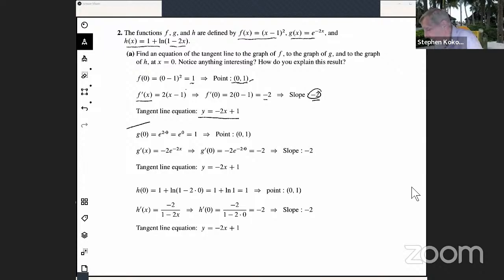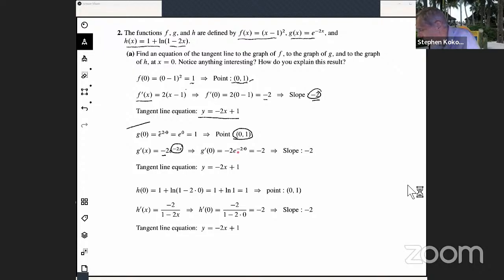I've got to find the point on the graph of g where x is equal to 0. So I plug in x equals 0. There's a minus sign in there, but this is still e to the 0, so that returns a 1. So son of a gun, I've got the exact same point here. The graph of g also goes through the point 0, 1. What's g prime? Again, chain rule here. It's e to the minus 2x times the derivative of what's in that exponent, which is just minus 2. Evaluate that at 0.